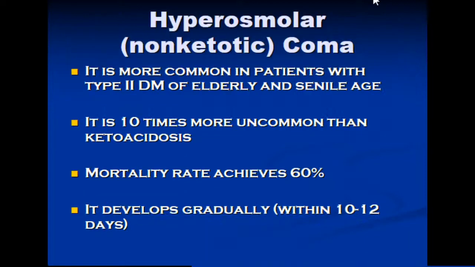The next is hypoosmolar non-ketotic coma. It is more common in patients with diabetes mellitus type 2 of elderly and senile age. It is 10 times less common than ketoacidosis. Mortality rate exceeds 60%. It develops gradually within 10 to 12 days.